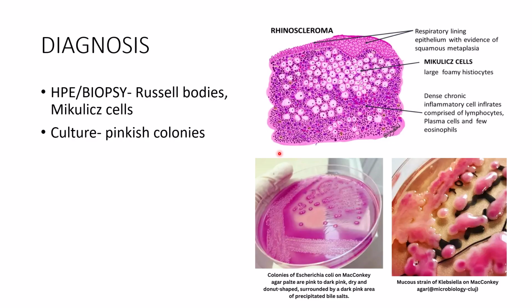So what about the culture? For the culture we'll be going for MacConkey agar, or chocolate agar can also be used. There you will be seeing pinkish colonies of Klebsiella rhinoscleromatis. It can vary from light pink to dark pink. It can be dry and donut shaped too. You can see here clearly which sort of pinkish colonies are formed.